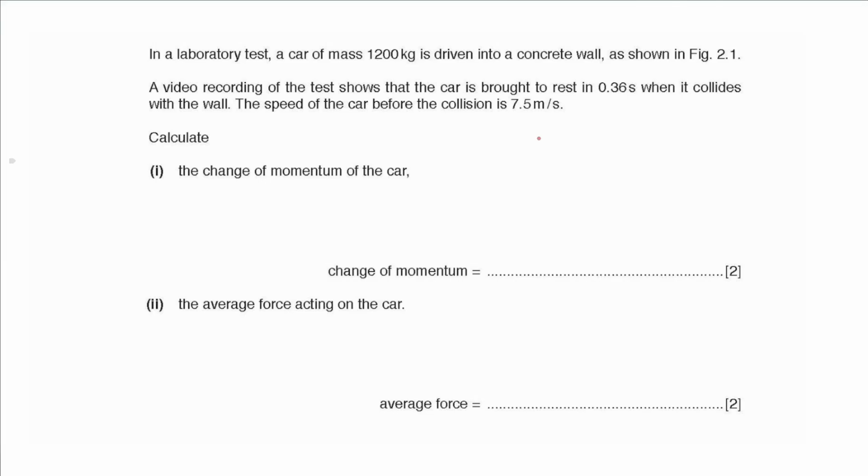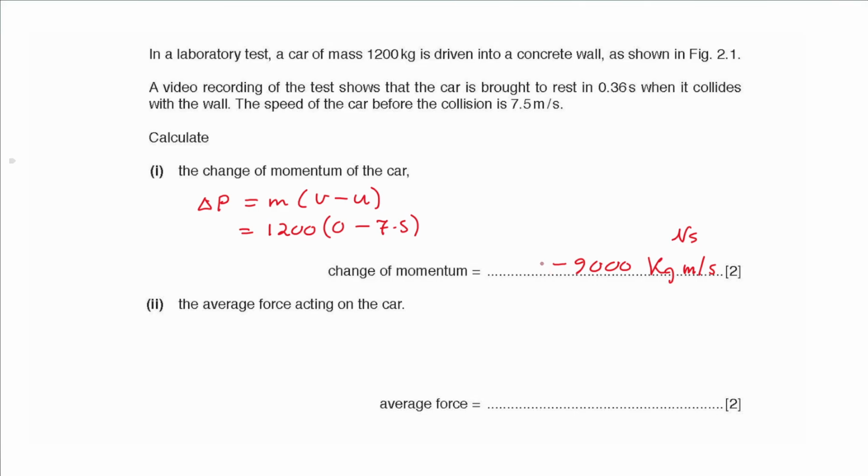When it collides with the wall, the speed of the car before the collision is 7.5 meters per second. Calculate first the change in momentum of the car. The change in momentum is equal to the mass multiplied by the change in velocity. The mass is 1,200 and the final velocity is 0. Initial velocity is 7.5. This gives an answer of negative 9,000 kilogram meters per second, or we can use another unit, newton second. And the negative here represents that the momentum of the car decreased.